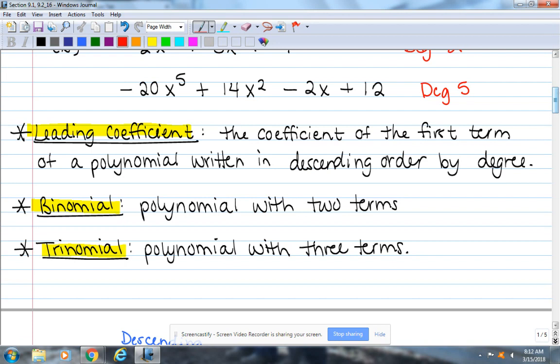A binomial is a polynomial with how many terms? 2, like a bicycle has 2 wheels. And a trinomial is a polynomial with 3 terms. Tri means 3. Got it?